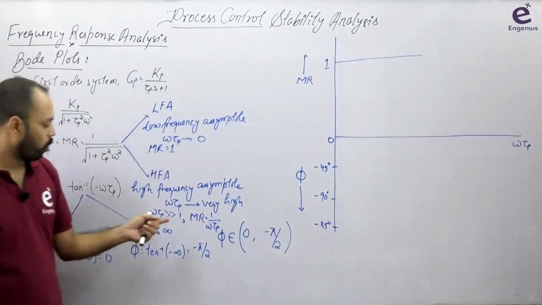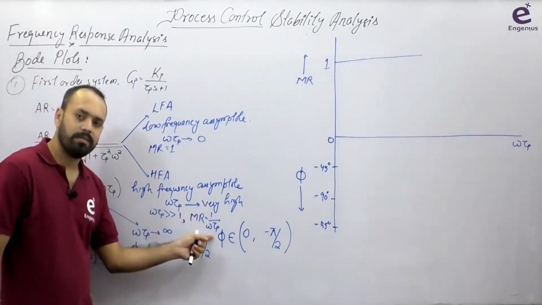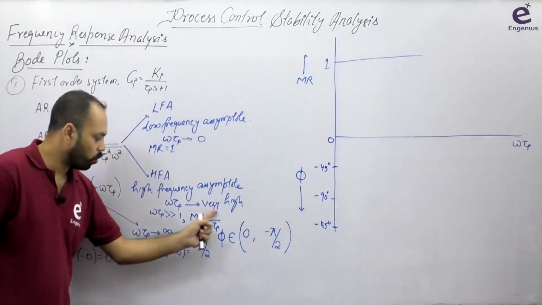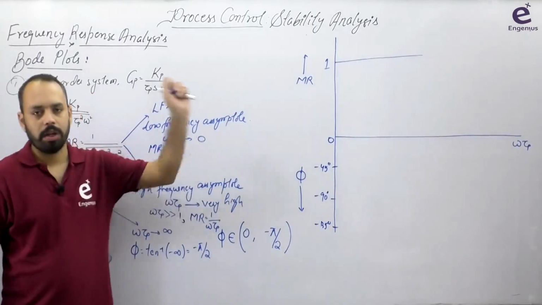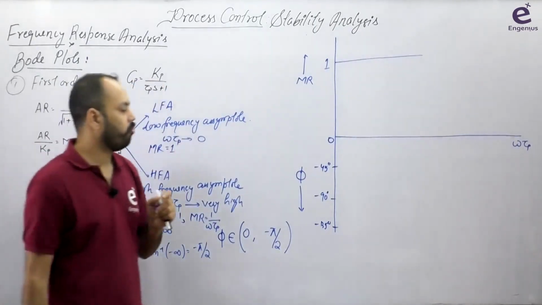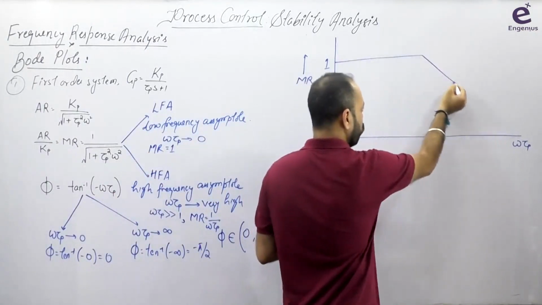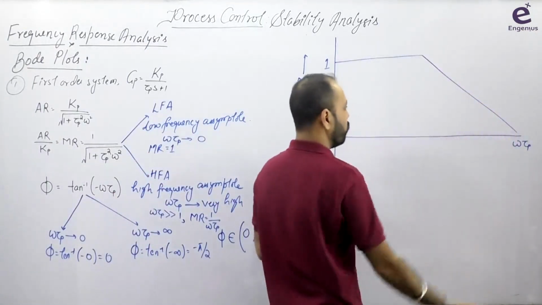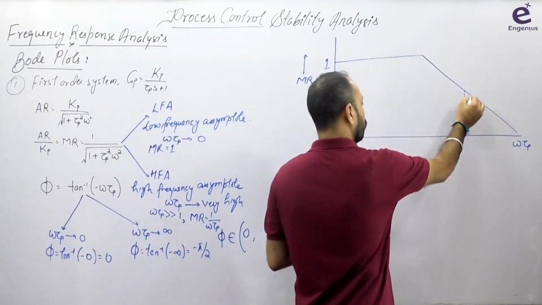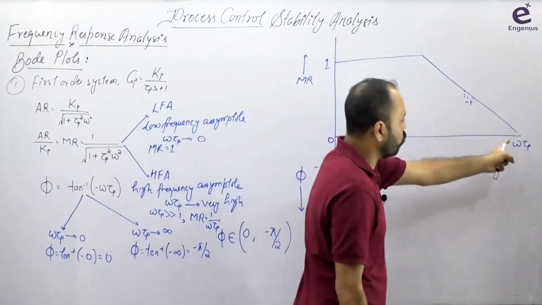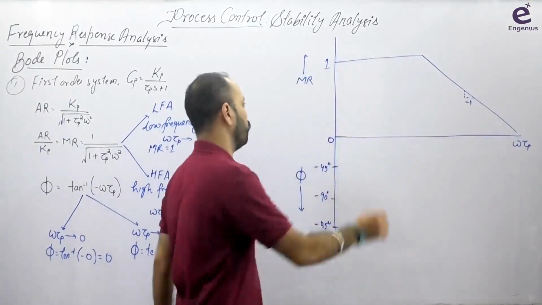Now I have to make a plot of y equal to 1 by x on a log axis. This is y, this is x, y equal to 1 by x on the log axis. On the log axis, the equation y equal to 1 by x is a straight line having slope minus 1. So this line has a slope equal to minus 1. Now please note that this is the low frequency asymptote, this is the high frequency asymptote.